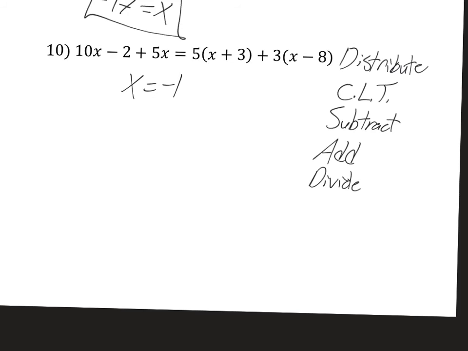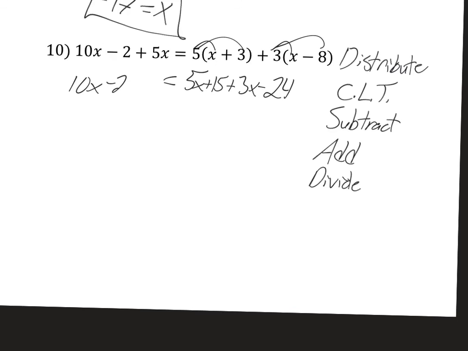Okay, so we should have gotten x equals negative 1, and we distributed, we combined our like terms, we subtracted, we added, and we divided. Let's double check. So very first thing, I look at everything that has parentheses and I want to distribute it. So I have 5x plus 15 plus 3x minus 24 equals 10x minus 2 plus 5x.